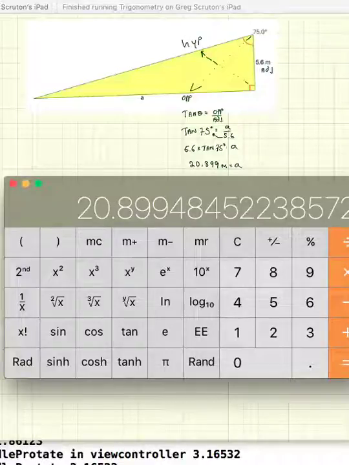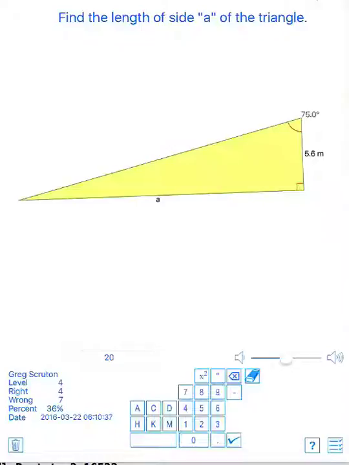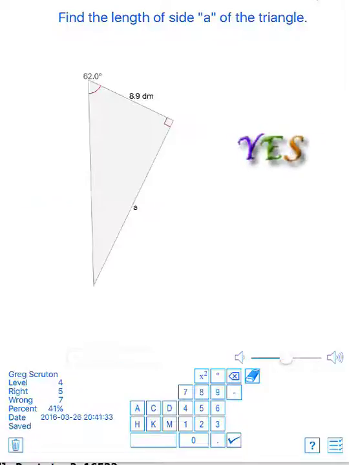All right, back to the program. So 20.899 space meters. And then click the check button to check to see if we're right. Excellent. Let's try one more.